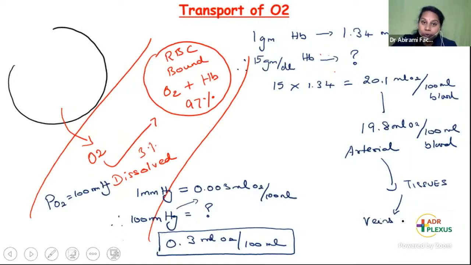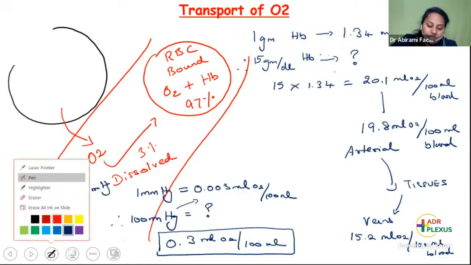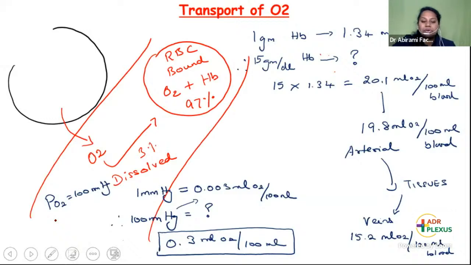So in the venous blood, if you take a venous blood sample and check for the total quantity of oxygen there, this will be only up to 15.2 ml of oxygen per 100 ml of blood. So what has happened to the remaining 19.8 minus 15.2? What has happened to the remaining oxygen? Can you think what is happening to the remaining oxygen?